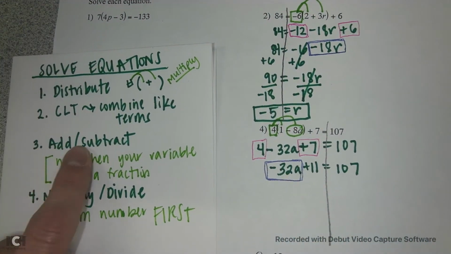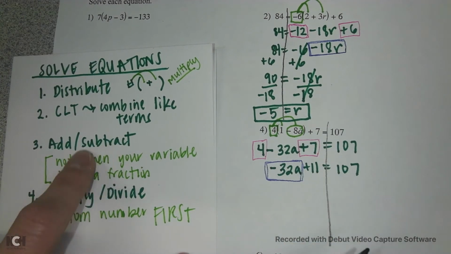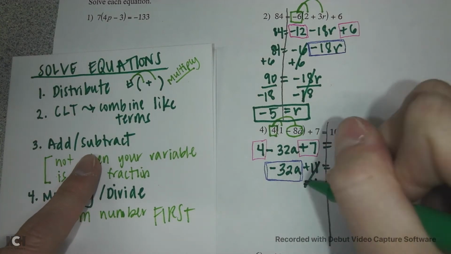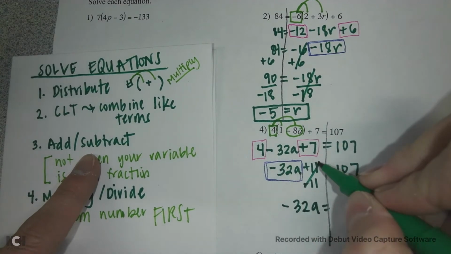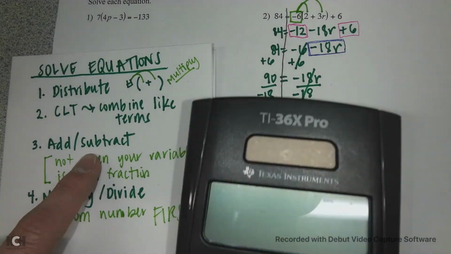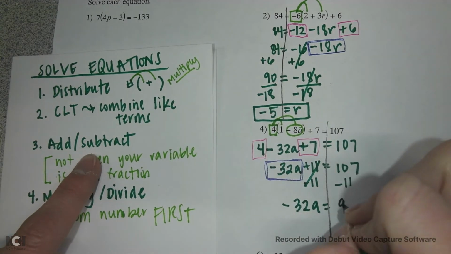Okay, so next we're going to add subtract, which means we're getting rid of our 11. So I just wanted to show you how these two-steps work. So we are going to subtract 11 because we want to do the opposite. Then we have negative 32a. Since I subtracted 11 from the left, I also have to subtract 11 from the right. I want to keep my equation balanced. And 107 minus 11 is 96. So there we go. 96.